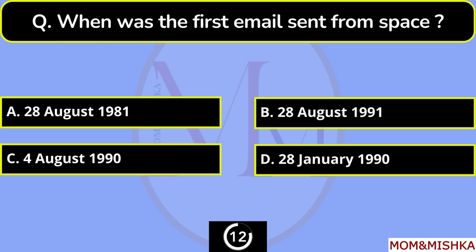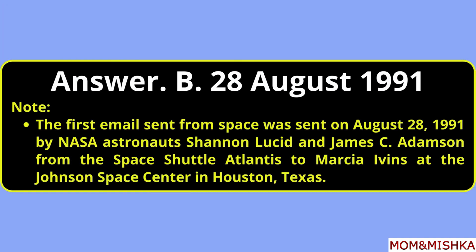When was the first email sent from space? On 28 August 1991. Option B. The first email sent from space was sent on 28 August 1991 by NASA astronauts Shannon Lucid and James C. Adamson from the Space Shuttle Atlantis to Marcia Evans at the Johnson Space Center in Houston, Texas.